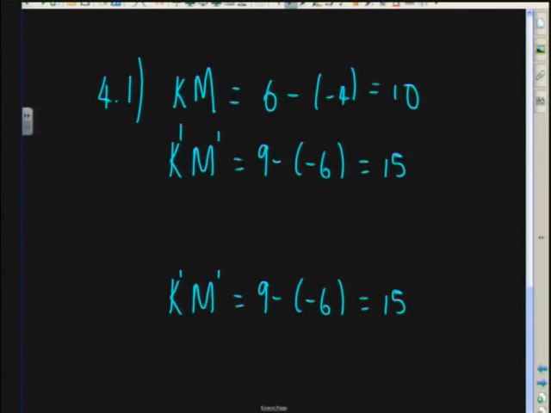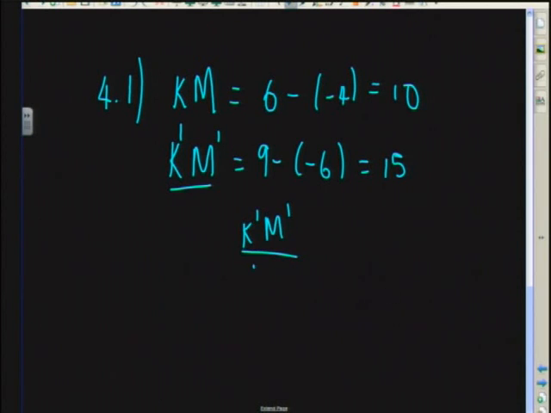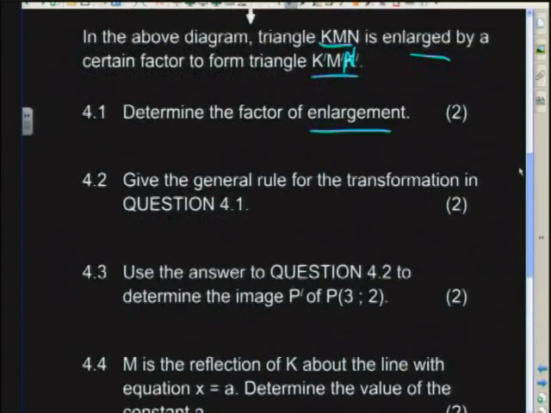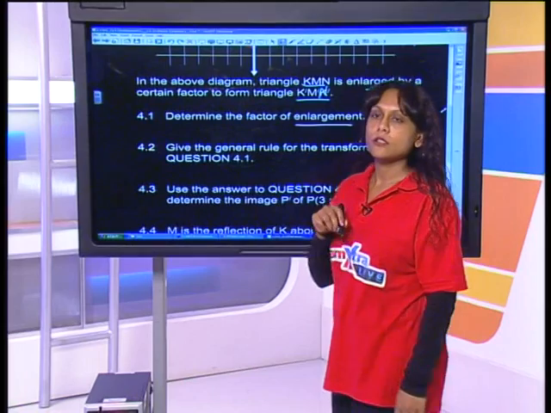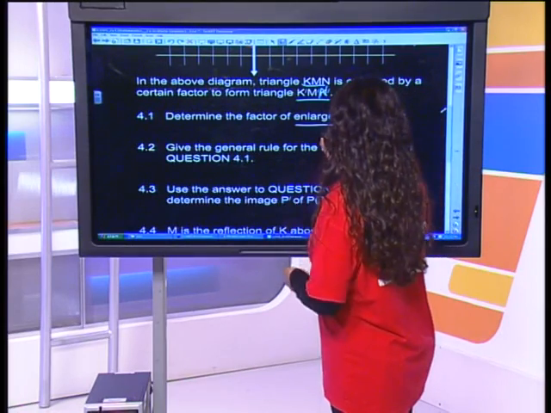I want the enlargement factor, so I'm going to take the new length and divide that by the original. Please remember, divide the new by the original. Don't go the other way around, you'll get the wrong factor. So we're going to get 15 over 10, which is 1.5. Our factor of enlargement, which is what they ask for, is 3 over 2 or 1.5.